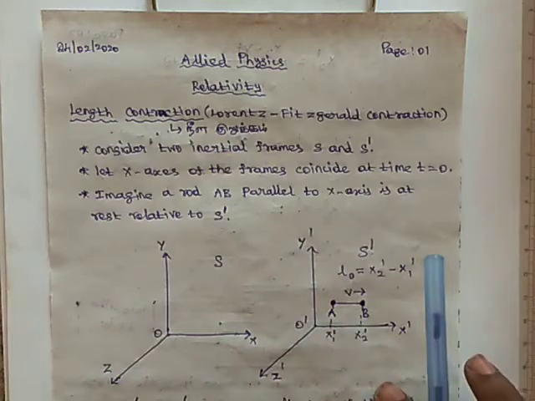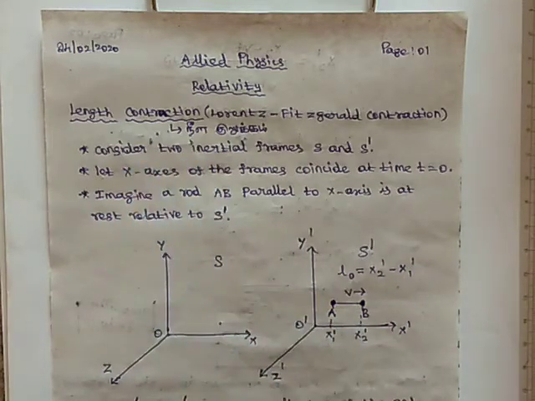So in this length contraction, as usual we have to consider two frames. One is the S frame, another one is the S prime frame. Here the S frame is placed at the origin O and the S prime frame is placed at the origin O prime. So here the coordinates are X, Y, Z and here X prime, Y prime and Z prime. Consider initially the two frames are identical. The two frames are at the same position. That is the basic consideration.